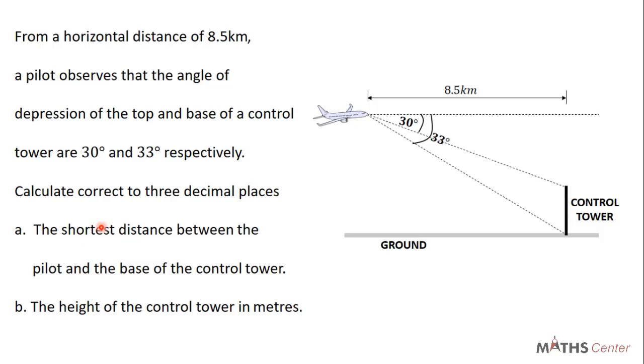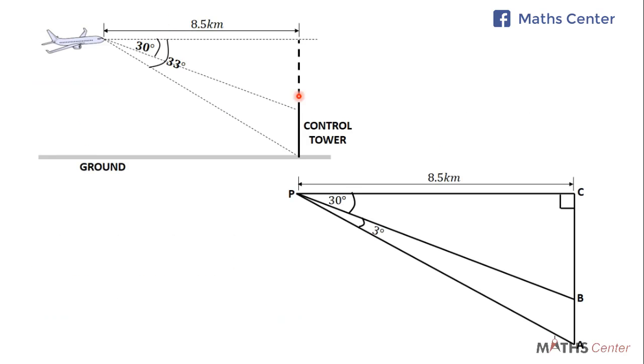It says that we should calculate the shortest distance between the pilot and the base of the control tower. We will find out what that is. And we should find the height of the control tower and give our answer in meters. Okay, so here's the diagram. If we join this line here with short dashes to meet this line, we can use these 3 points as a right angle triangle. So here is going to be our right angle.